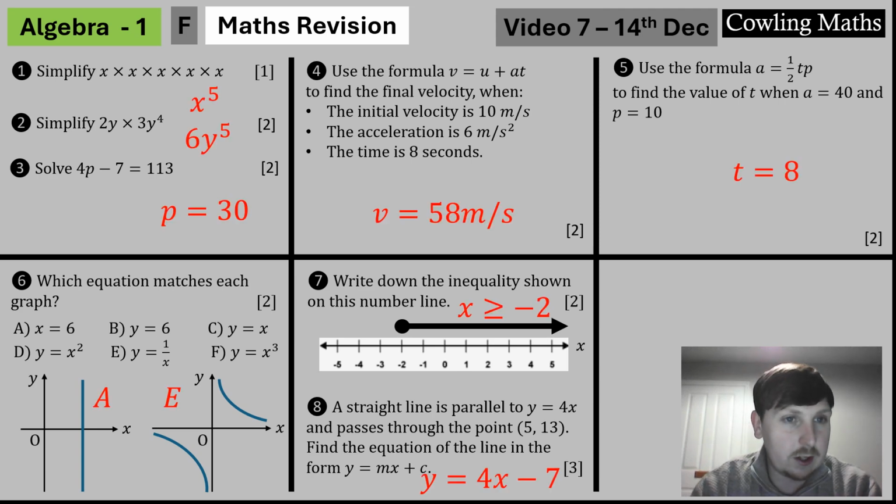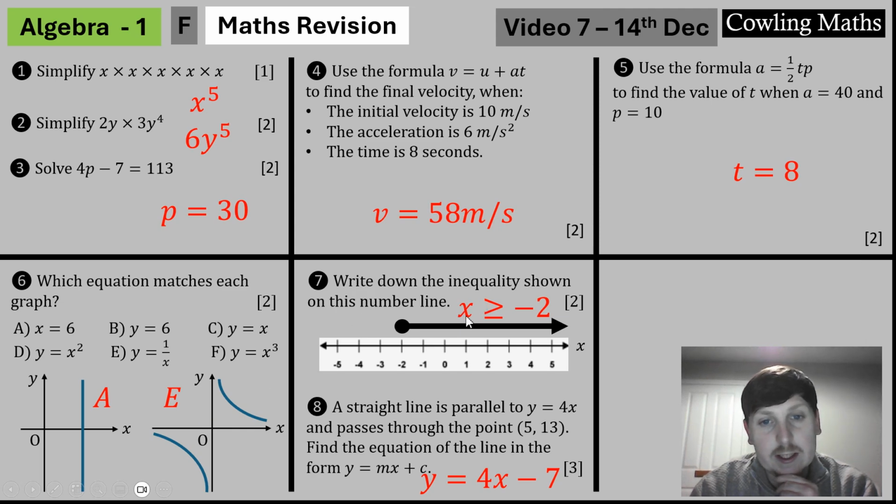On the first question, you should have x to the power of 5. Question 2 is 6y to the power of 5. Question 3, p is 30. That's a 2-mark question, and the last one was 2 marks as well. Question 4 is 58 meters per second, 2-mark question. Question 5, t equals 8, again 2 marks. Question 6, the first one was A, and the second one was E.